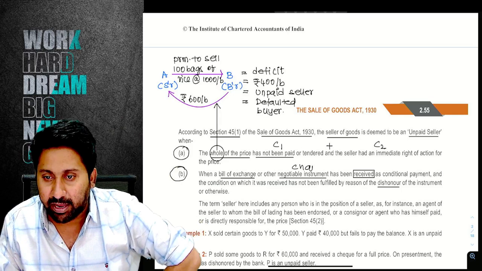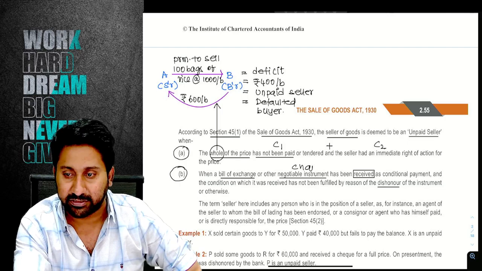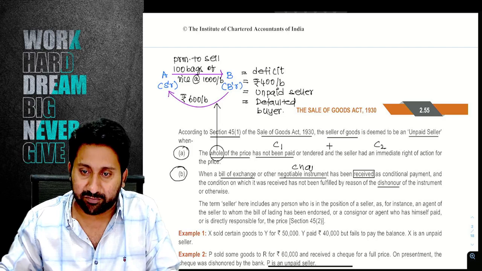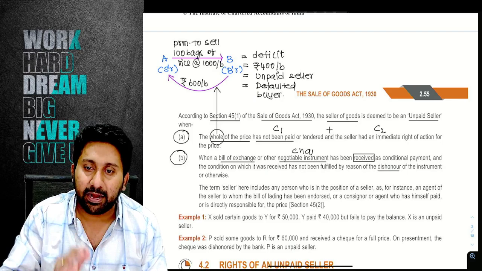Okay. Next. The seller had an immediate right of action for the price. Okay. So now we completed the first part of this discussion. Either the whole of the amount is not received, or a bill of exchange or negotiable instrument has been received as a conditional payment and that has been dishonored. Due to some reason it has been dishonored. Okay, next.